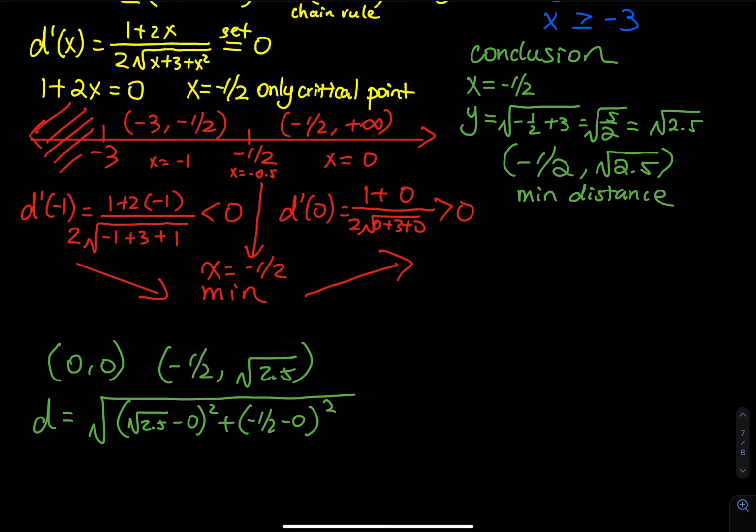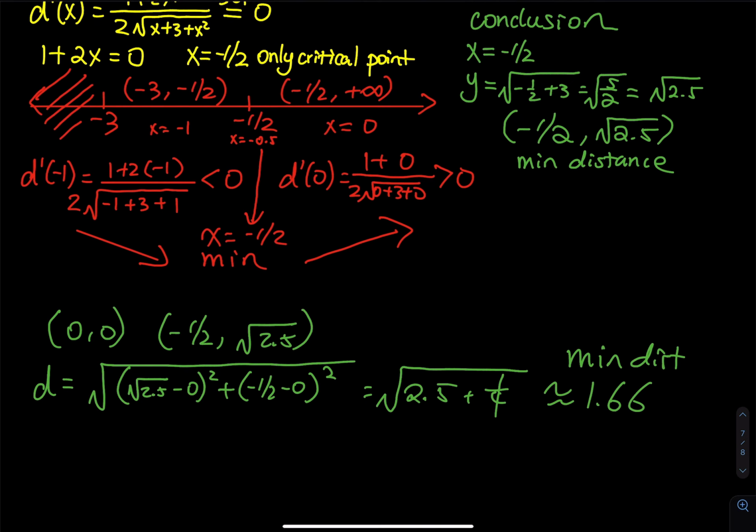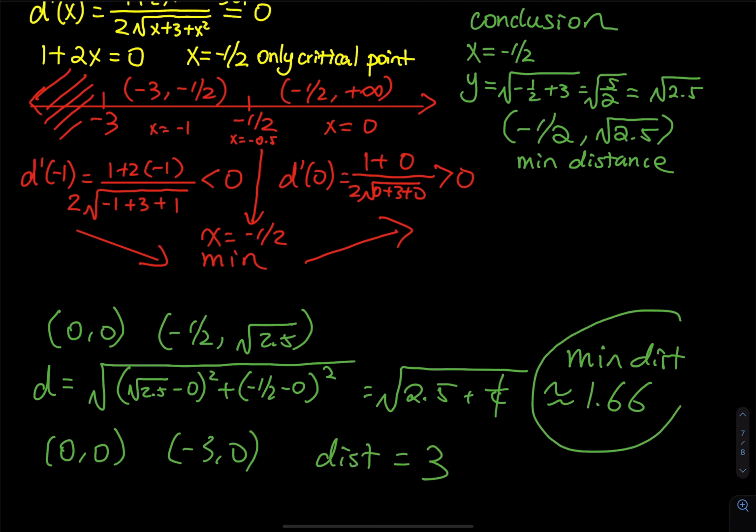So what is that equal to? That is equal to 2.5, and then that becomes 1/4, right? So the square root of 2.5 plus 1/4, that is approximately equal to 1.66. This is the minimum distance. And then if you consider the origin 0, 0, and the starting point -3, 0, this one we don't need to run the distance formula. The distance between this is 3 units. So this one is actually smaller.